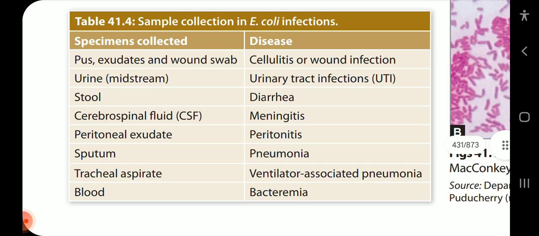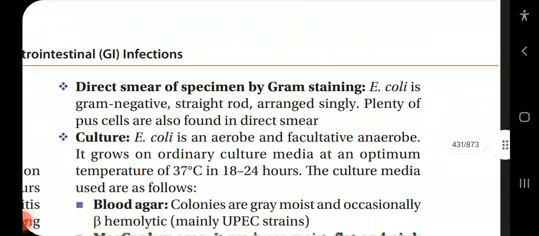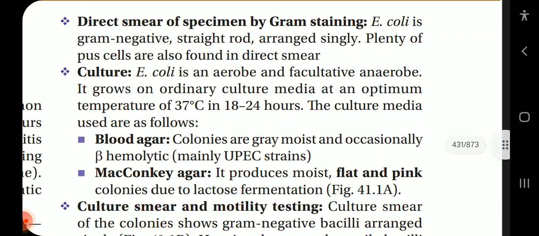For E. coli disease, the specimens collected are pus, exudate and wound swab in cellulitis or wound infection; midstream urine in urinary tract infection; stool in diarrhea; CSF in meningitis; peritoneal exudate in peritonitis; sputum in pneumonia; tracheal aspirate in ventilator associated pneumonia; and blood in bacteremia. Direct smear of the specimen by Gram staining shows E. coli as Gram negative, straight rods arranged singly. Plenty of pus cells are also found in the direct smear.